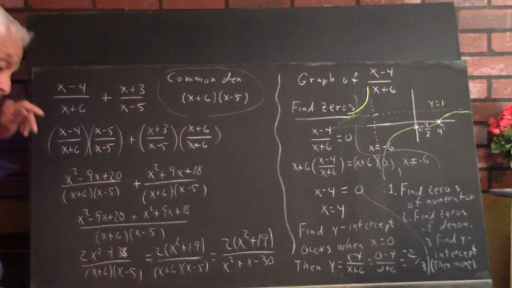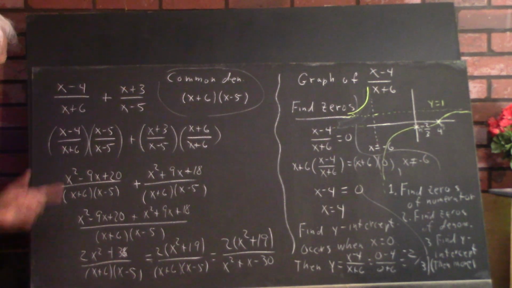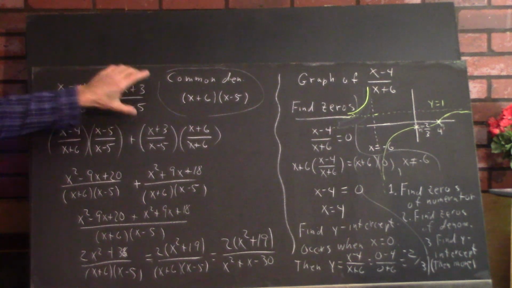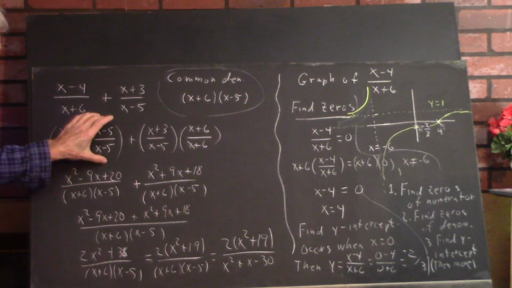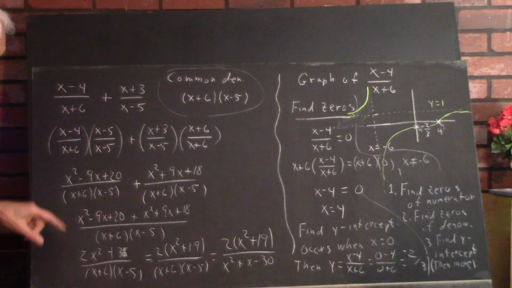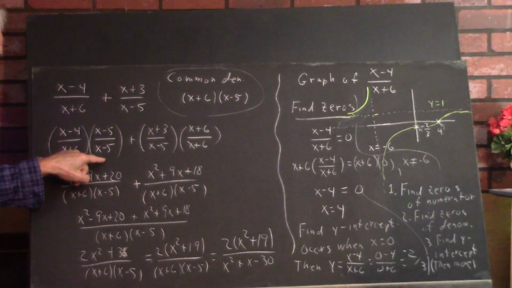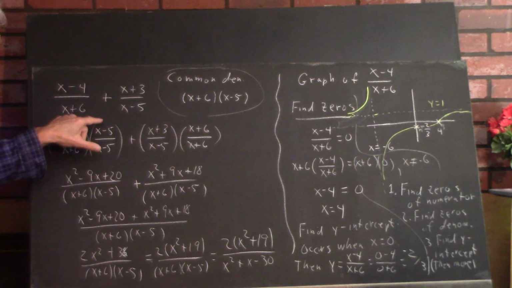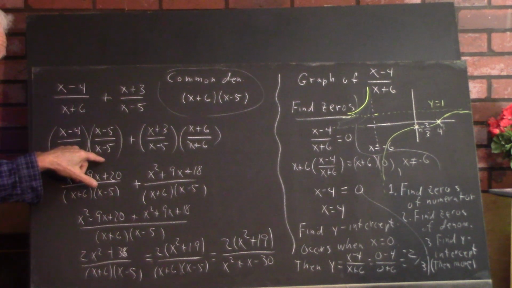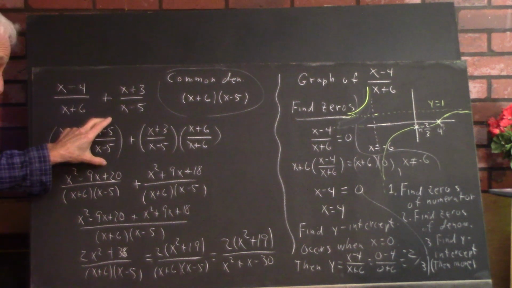So the common denominator is going to be x plus 6 times x minus 5. In order to change the form of these two expressions to where they have the same denominator, we multiply each one by 1. Okay, to get the x plus 6 times x minus 5 in the denominator, we need to multiply the denominator by x minus 5. That would change the value of this rational expression. However, if we multiply by x minus 5 over x minus 5, it only changes the form, it doesn't change the value, because we're multiplying by 1.